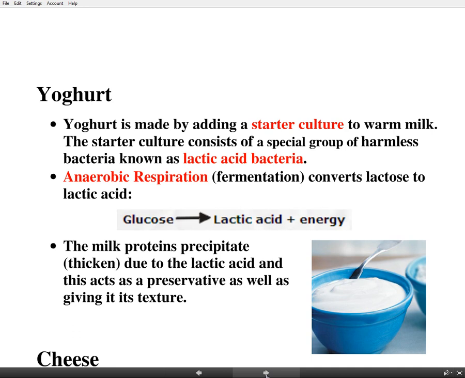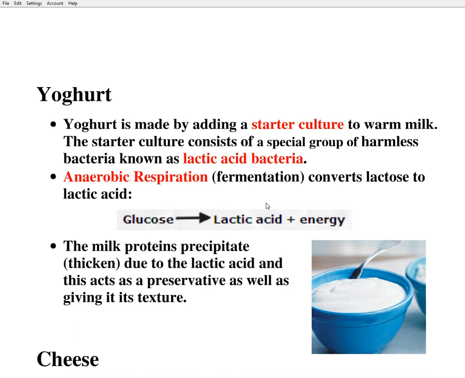So these lactic acid bacteria, or lactobacilli, carry out anaerobic respiration, or fermentation again, and they convert lactose. Lactose is a sugar, so here technically it should say lactose rather than glucose. They convert lactose, which is a slightly different type of sugar, into lactic acid, and that also releases some energy for the bacteria to live and function. And it's this lactic acid that actually gives yogurt its sourness. So if you try natural, unsweetened yogurt that hasn't had a ton of sugar added to it, it's got quite a sour taste to it. That's the lactic acid from these bacteria.